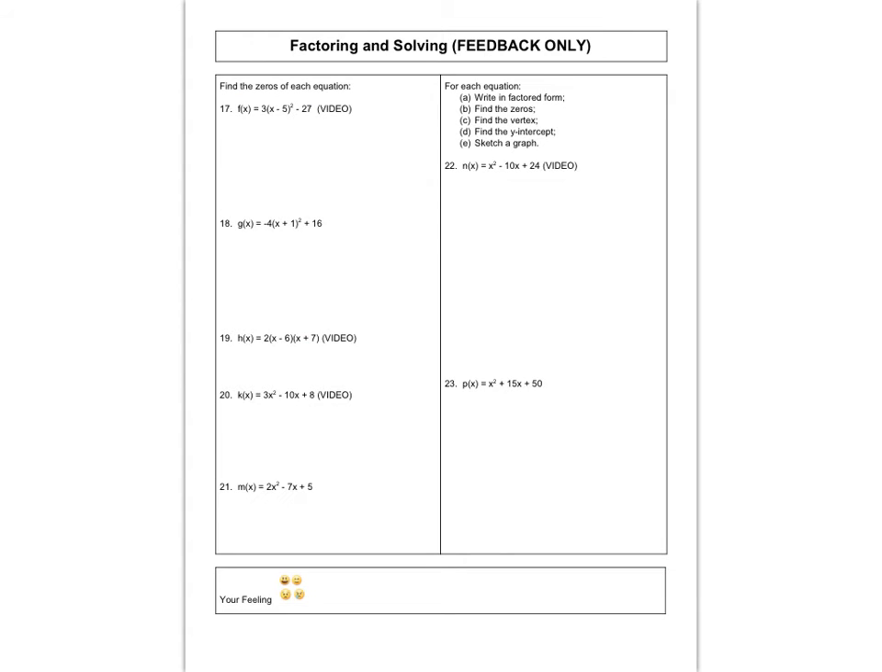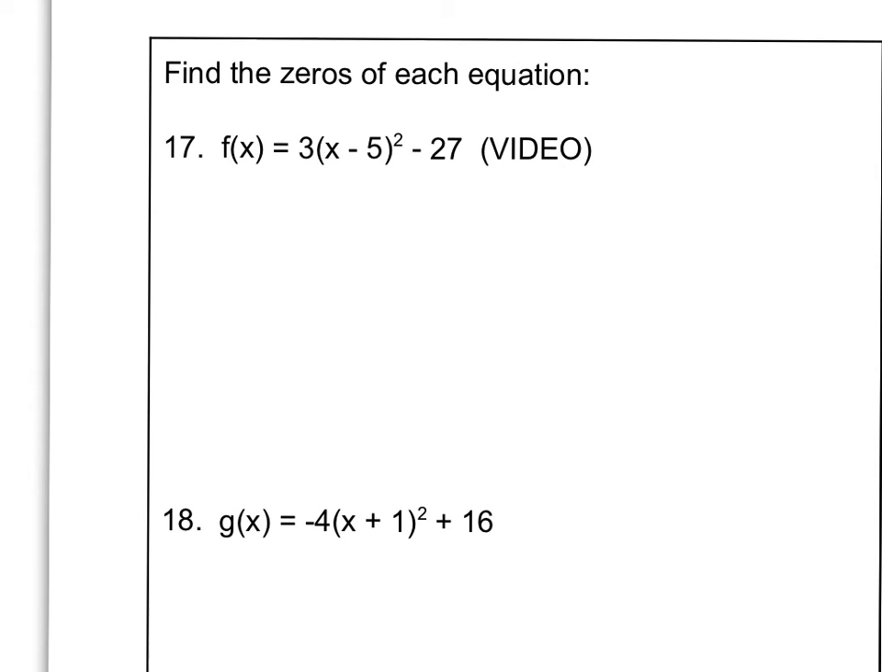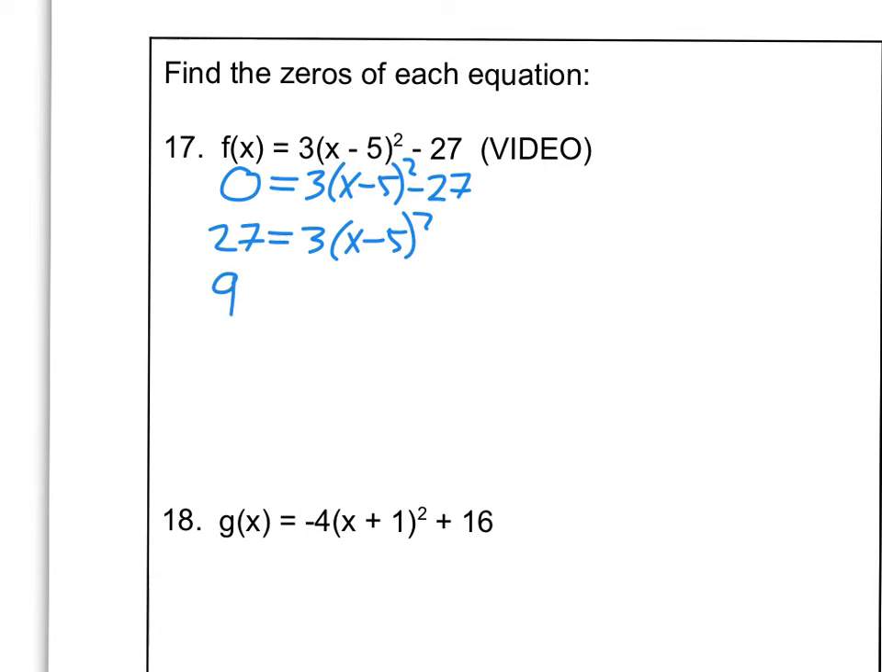Ever onward, we got to find the zeros of some equations. The first one I notice is in vertex form. We just did one that's very much like this. So I know I have to set this equal to 0. I got 3 times (x minus 5) squared minus 27. Add 27 to both sides, and I get 3 times (x minus 5) squared equals 27, which means that 9 is equal to (x minus 5) squared.